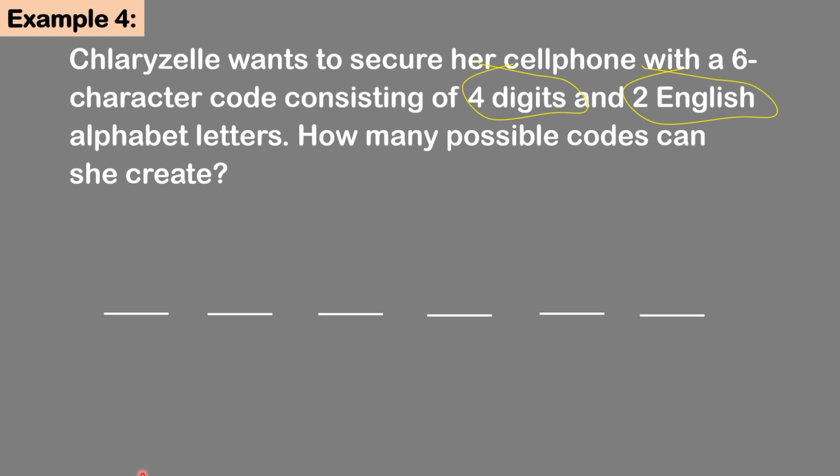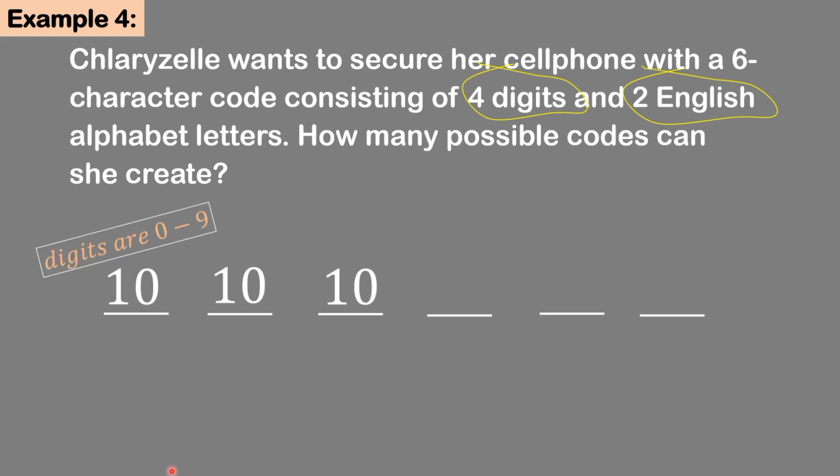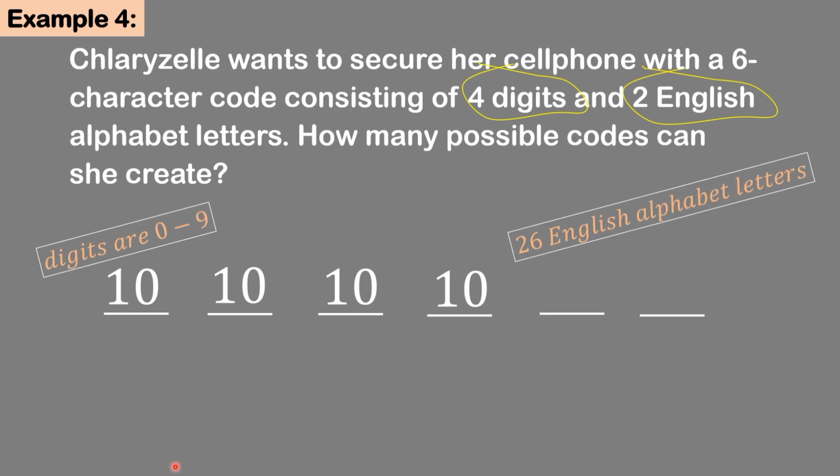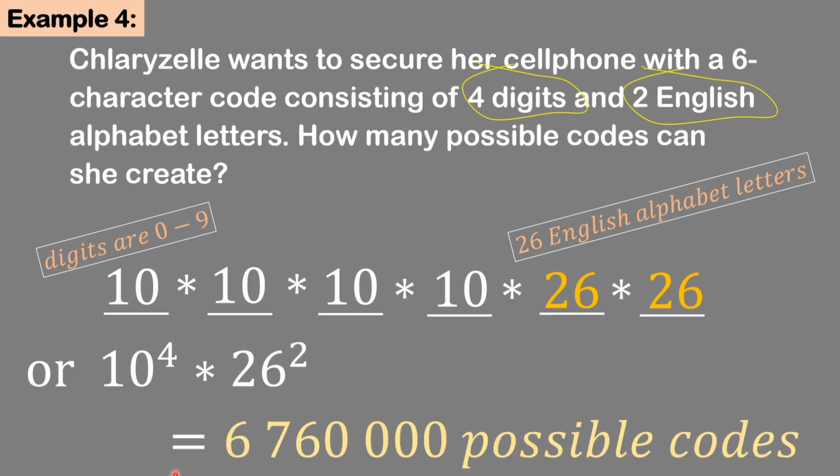For the 4 digits, each has 10 choices because the digits are from 0 to 9. And for the English alphabet letters, there are 26 choices each, from A to Z. Multiply. Therefore, the possible codes that Claricel can create is 6,760,000.